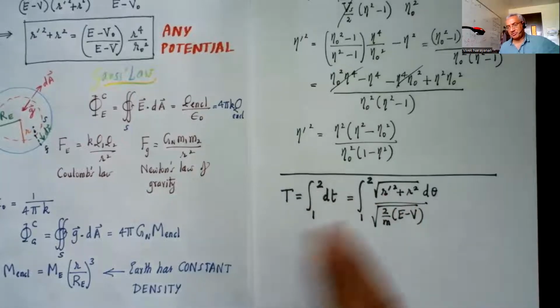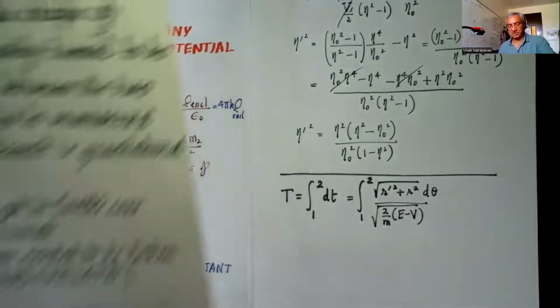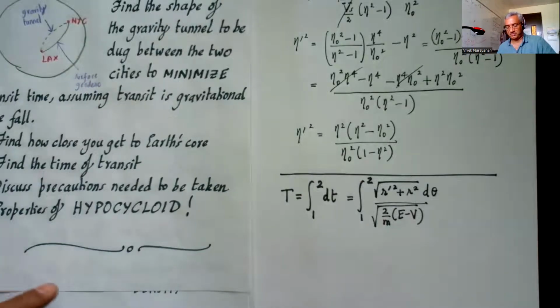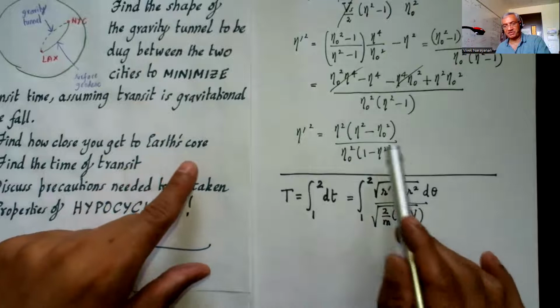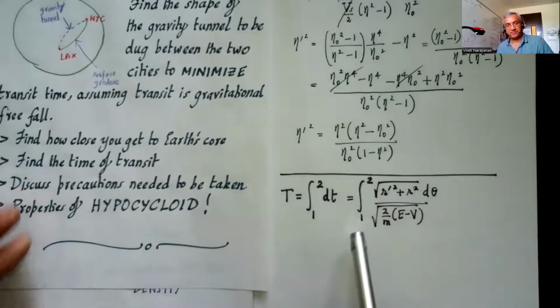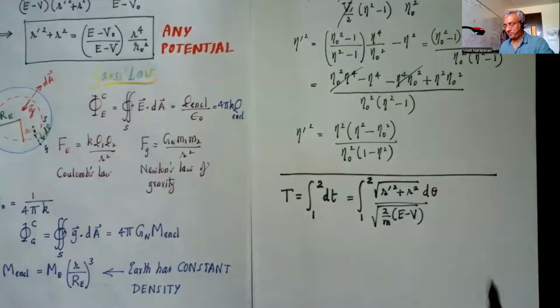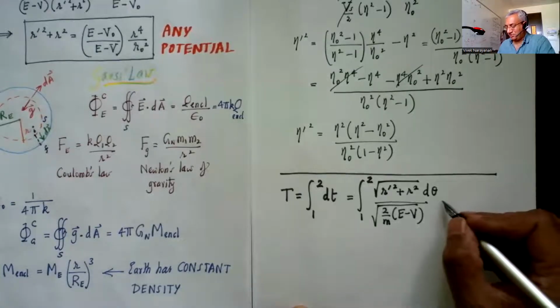To find the actual minimum time, you have to solve this integral. So that's going to be our next step, because one of the key things in this problem is to find how close you get to the Earth's curve, that's eta naught. Find the time of transit, that's what we are doing now. And the properties of the hypocycloid, I'll talk about soon. So it's still a long way to go in this problem.